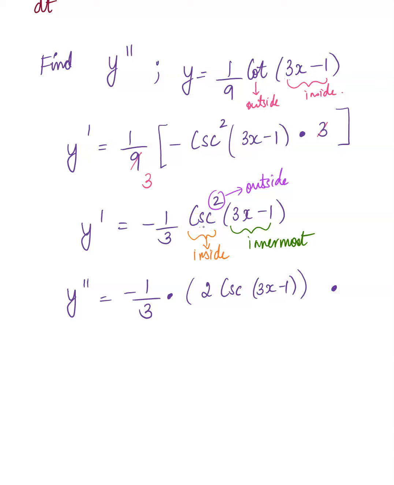Derivative of cosecant x is cosecant x cotangent x. I need to quickly check if it was a negative or a positive. Let me check on that. Yes, that's a negative. So cosecant, derivative of the inside, right? I'm doing the orange part now. So that's going to be negative cosecant x cotangent x. But instead of x, I have 3x minus 1. Leave the inside alone. So negative cosecant x cotangent 3x minus 1 times the innermost, which is going to be 3.